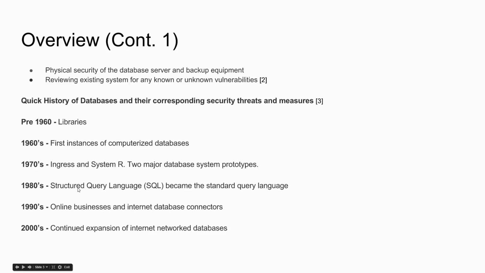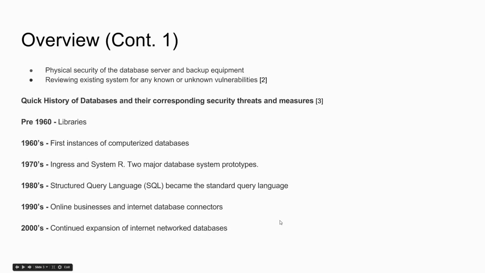The 70s and 80s were an easier time for database security because back then there wasn't any internet yet. This is when major problems for database security started arising. We see that first come up in the 90s with the advent of the World Wide Web, right when the World Wide Web started becoming really popular and online businesses became widespread.